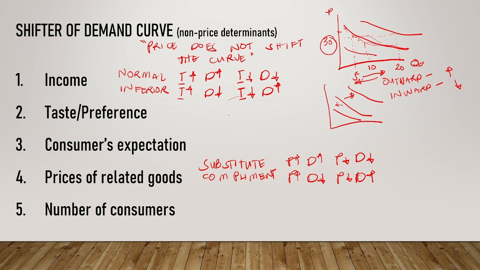So that's all about the law of demand. I hope you have learned something about this. Remember that price does not shift the curve, only the shifters of the demand curve do. Even if the price does not change, the quantity demanded will change. That is why we call them non-price determinants. Okay? So that's it. Thank you.